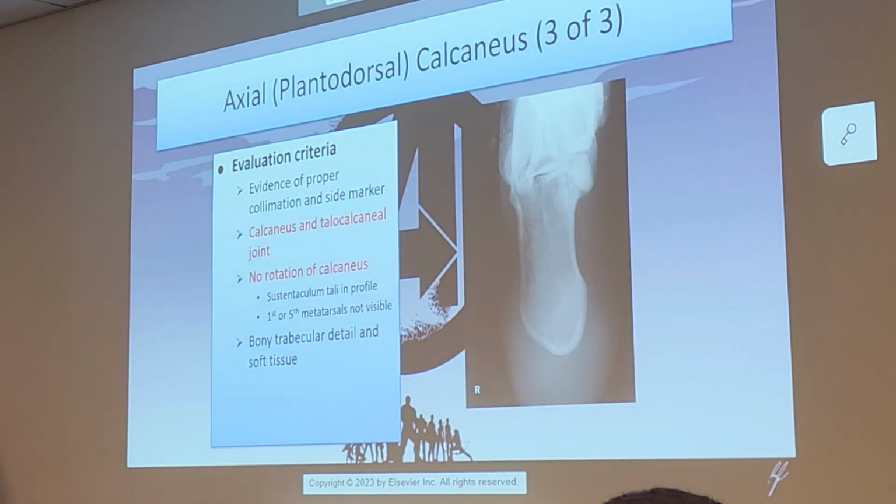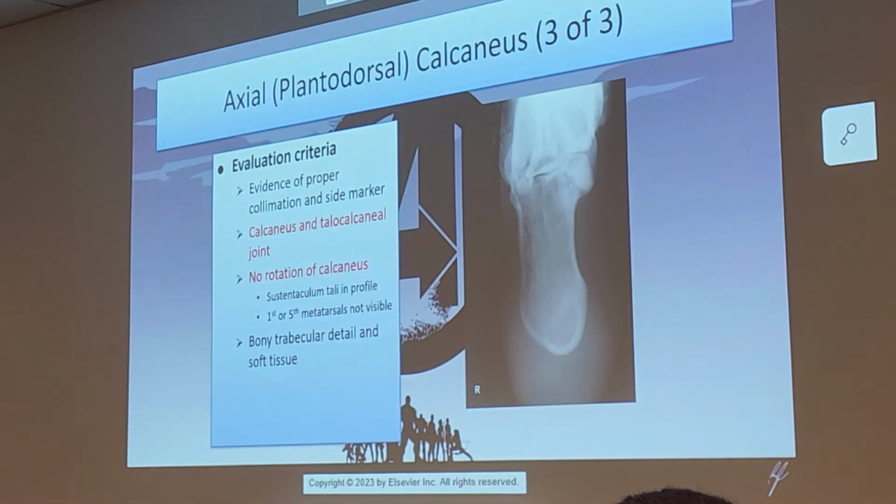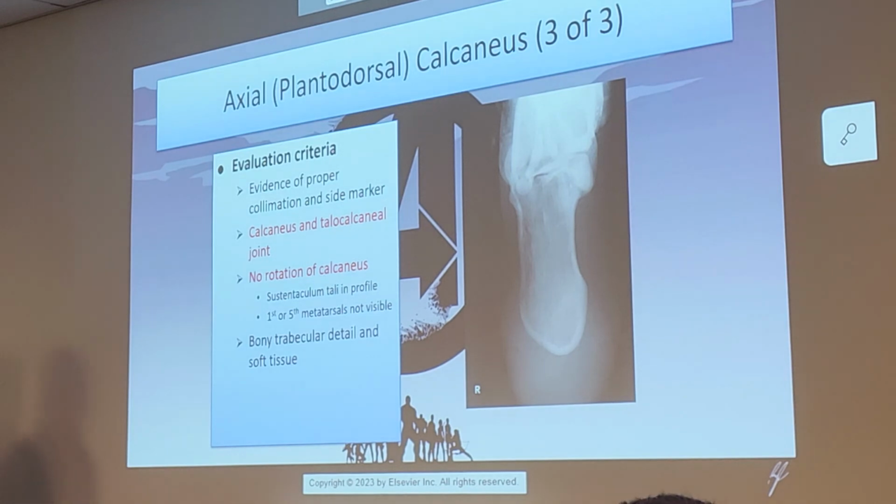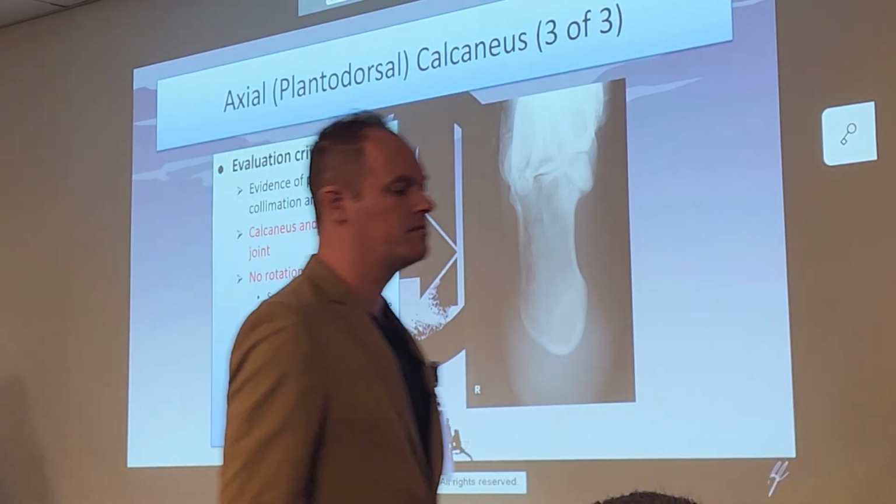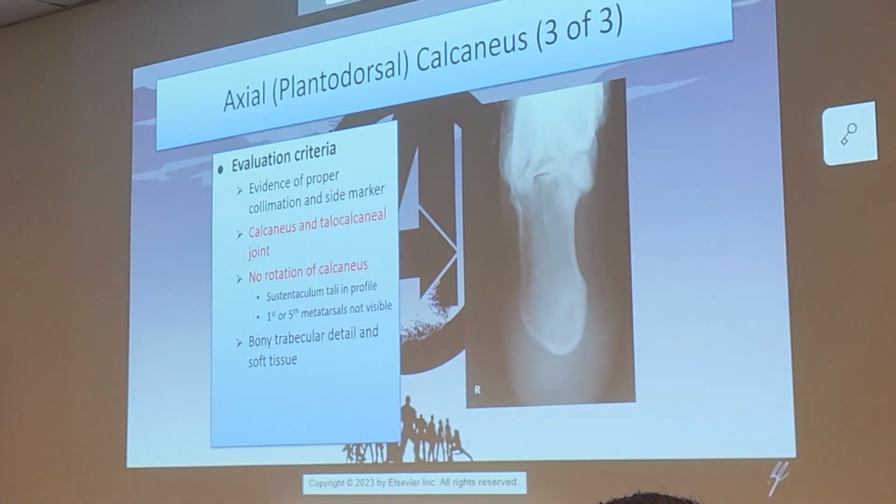So what cuneiforms are superimposed on the medial oblique? The medial and the intermediate. And then what's not superimposed? The lateral. And then in the lateral foot, what's superimposed? All of them. Awesome.